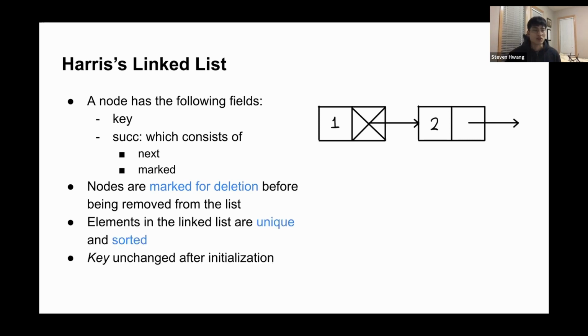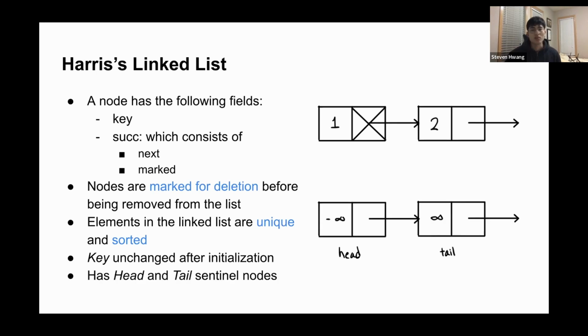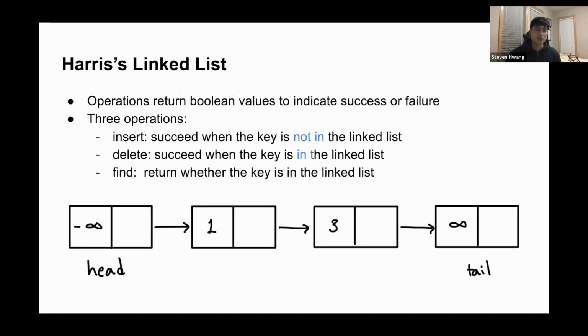It also maintains the invariant that the elements in the linked list are sorted and unique, and the key does not change after initialization. They maintain head and tail sentinel nodes with keys negative infinity and infinity. Harris's linked list supports three operations, and every operation returns a Boolean value to indicate success or failure. An insert should succeed when the key being inserted is not in the linked list and fail otherwise. Likewise, delete should succeed when the key is in the linked list, and find returns whether a key is in the linked list.